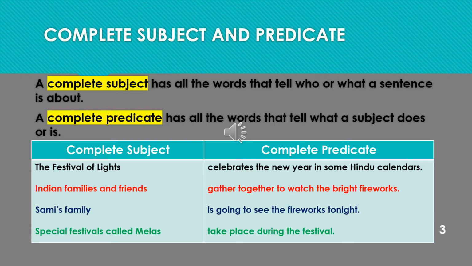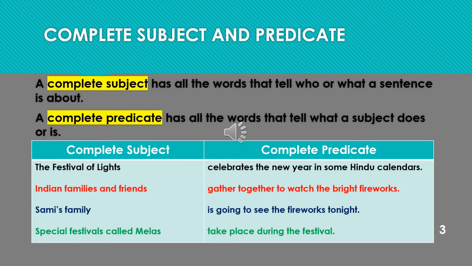Remember, the complete subject includes a noun or pronoun. The complete predicate includes the verb. The verb here is celebrates. Celebrates is the verb. And then you have the rest of the sentence. The New Year in some Hindu calendars.